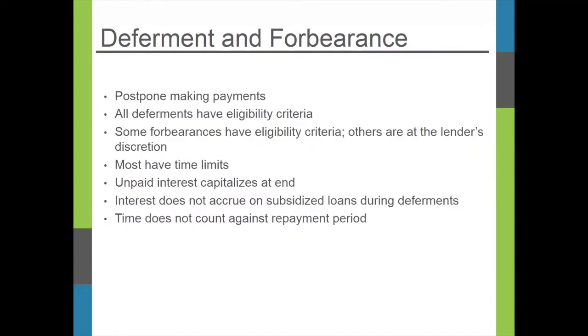So to defer or put a forbearance on your loans, you can postpone making payments. That means you are not responsible to make payments at that particular time. Some forbearances actually have eligibility criteria, and others are at the lender's discretion. Most of them have time limits, so that's why I said it's 6 months to a year. It all depends on your loan servicer. And then unpaid interest, like I just said, is capitalized at the end. So when we look back at that daily interest, all that interest is going to be added on to whatever your unpaid interest was. And it lets you know that interest does not accrue on subsidized loans if you're deferring your loans.